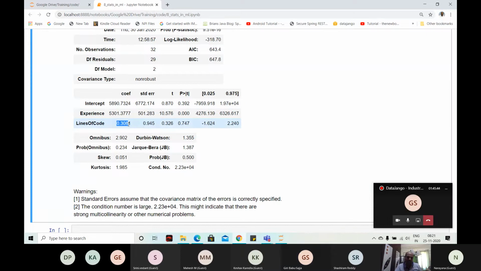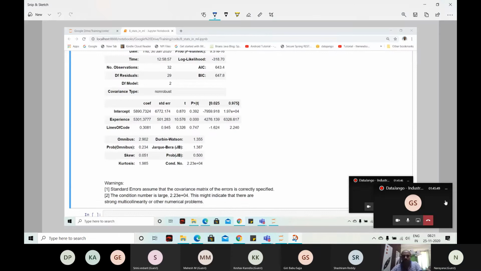These are the coefficients. Lines of code is a feature. Let me try to draw this. That's a good question. Ultimately, after building the model, after passing the values, I've got an equation. Predicted salary is equal to 5890 plus 5301 into experience plus 0.3081 into lines of code. Lines of code is the number of lines the person wrote.